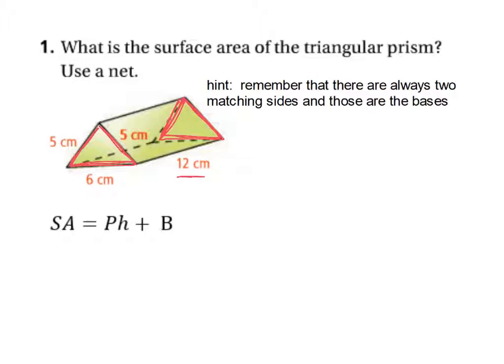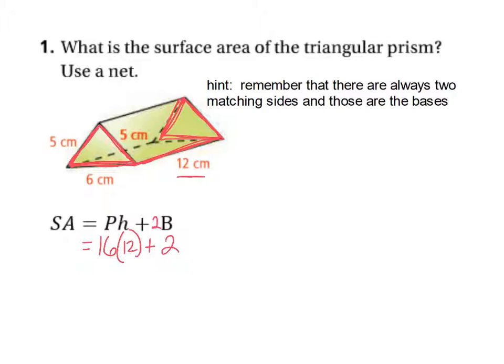Okay, so on your notes here, you can see I've goofed up. It says surface area equals PH plus, and there should be a 2 right here. So fix that in your notes. PH plus 2B. So let's fill in what we can. The capital P is the perimeter of the base. The base is the triangle, and the perimeter would be those 3 sides added up. So 5 and 5, that's 10, plus 6. The perimeter is 16. Now the height, if it were sitting on its bases, the height would be 12.